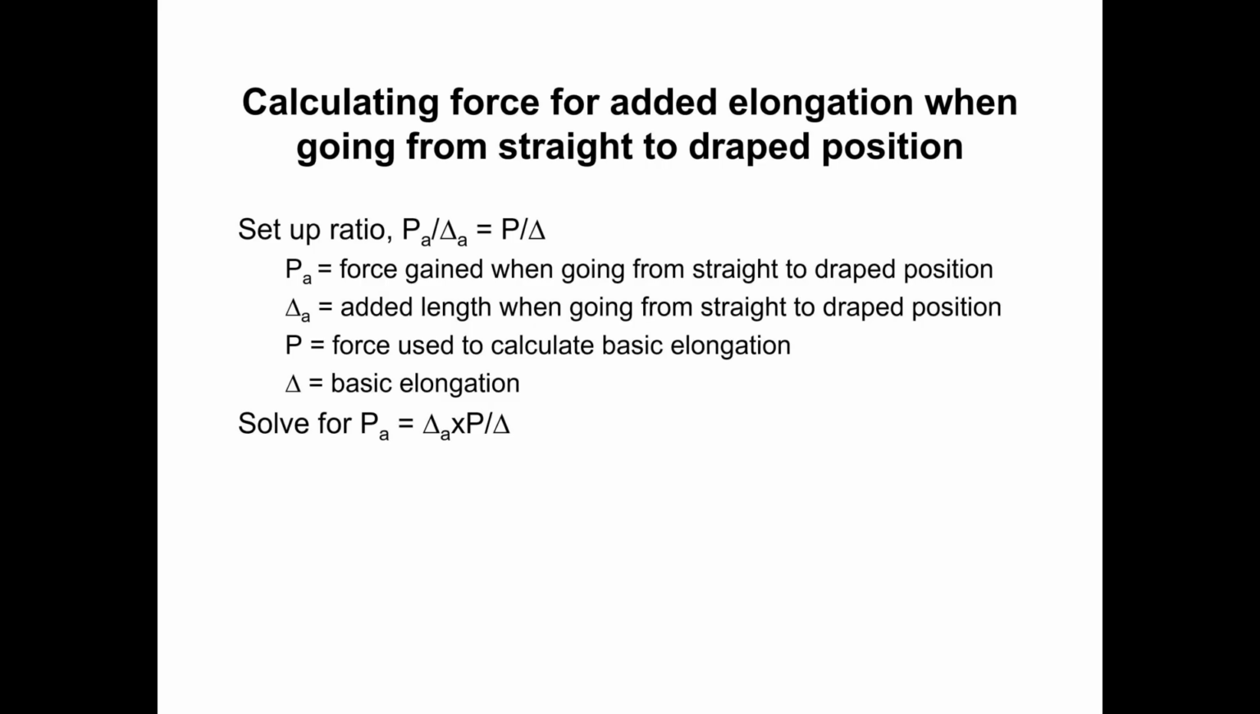Okay, we already know P, delta, and delta A, so we can solve for PA, the force that's gained when we go from the straight to the draped position. So we're going to take that ratio and rearrange it to solve for the added force, P sub A, and we get that P sub A is equal to the added elongation times the target force divided by the basic elongation. All right, so that's our calculation.